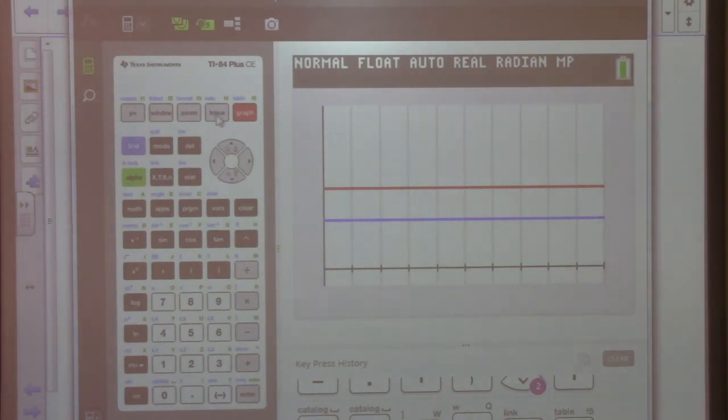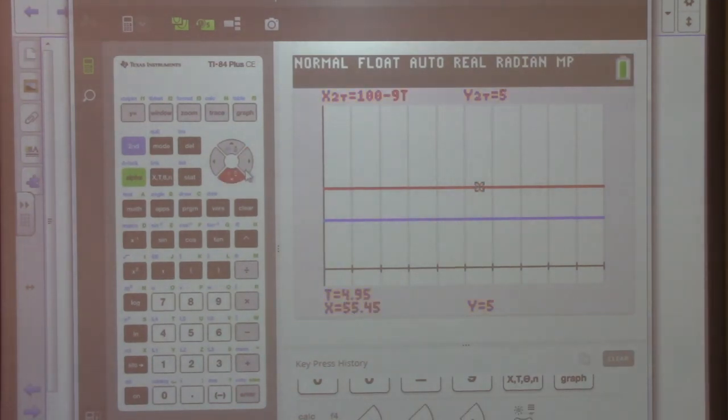So how do we figure this out? Trace, right? My window does not look like that. Does not? No. I'm going to trace right over. So here is the faster runner. So the faster runner takes 5.1 seconds to get there.